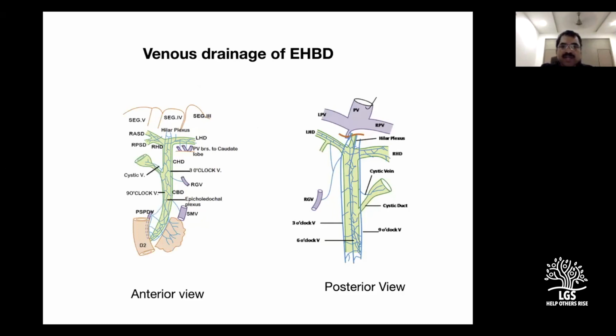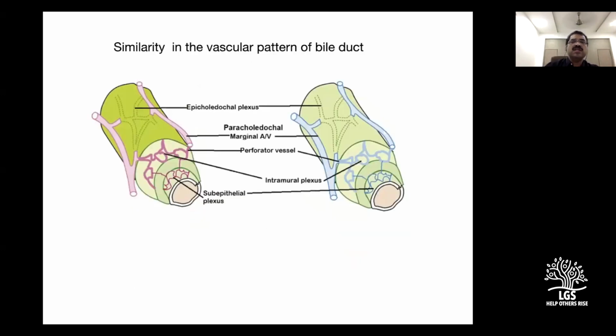This is the anterior view, and the right side is the posterior view. These veins actually communicate between the posterior superior pancreaticoduodenal vein, right gastric vein, and the pyloric vein, and finally it ends in the hilar venous plexus. So there is a similarity in the vascular pattern of the bile duct. The venous plexus also will have the paracholedochal marginal vein, and we have the epicholedochal plexus. They penetrate the bile duct and form plexuses in the subepithelial area and the intramural area.